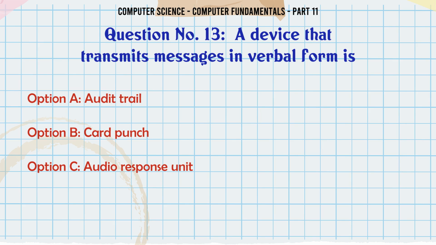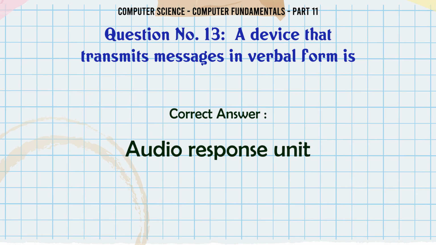A device that transmits messages in verbal form is A. Audit trail. B. Card punch. C. Audio response unit. D. Magnetic tape. The correct answer is audio response unit.